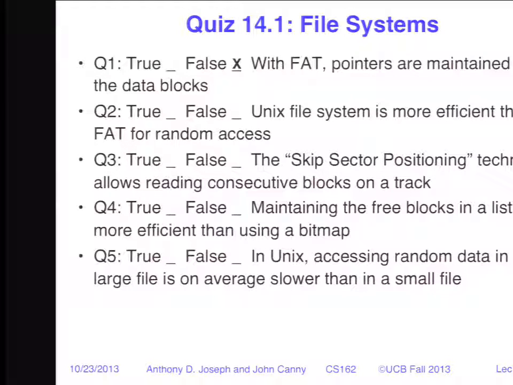Question number 2. Unix file system is more efficient than the file allocation table for random access. How many people think that's true? Okay, how many people think that's false? Right? That is in fact true, because the Unix file system is going to try and make things be as contiguous as possible. Whereas with the file allocation table, things are scattered all over the disk.